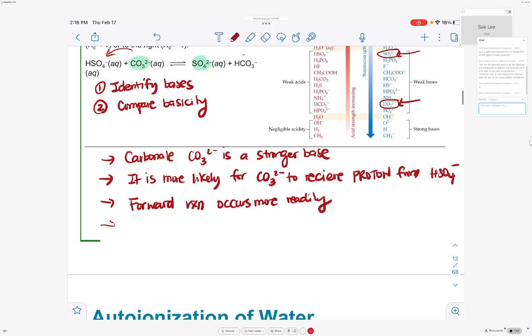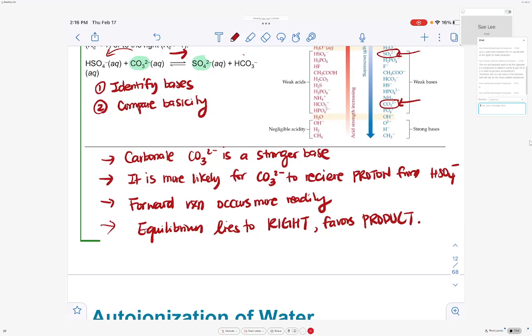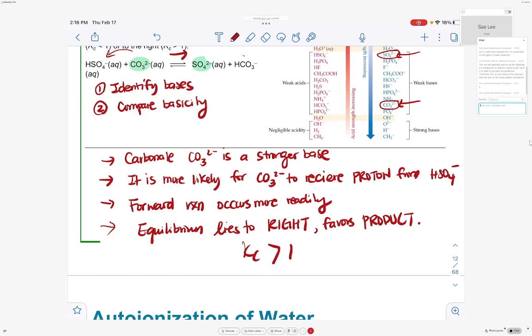So then where does the equilibrium lie? Equilibrium lies to the right, favoring products. Okay. Kc is larger than 1. Okay.